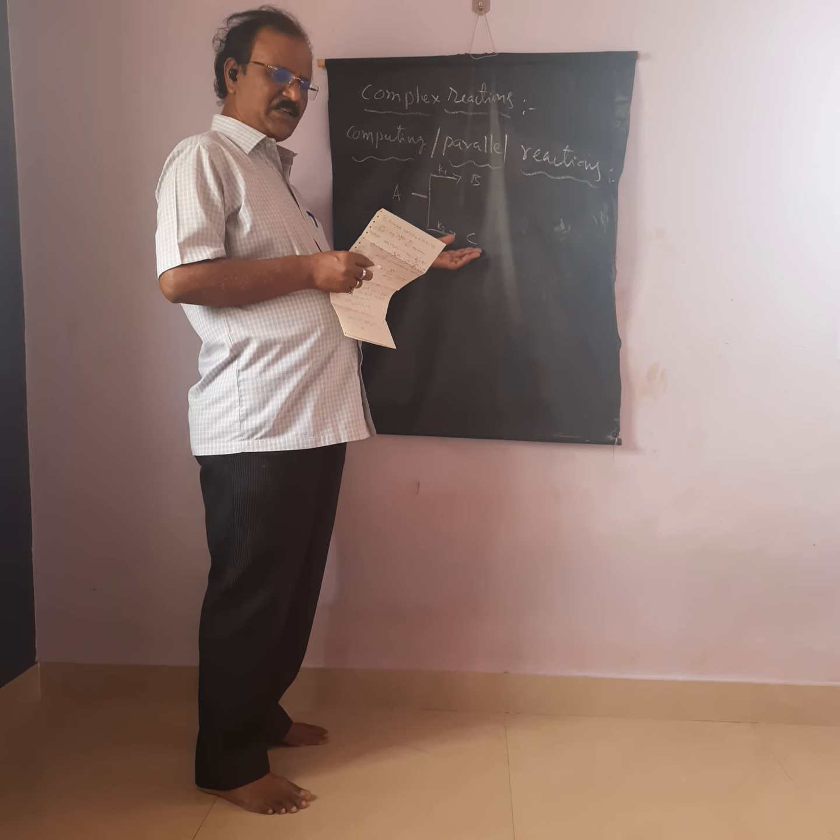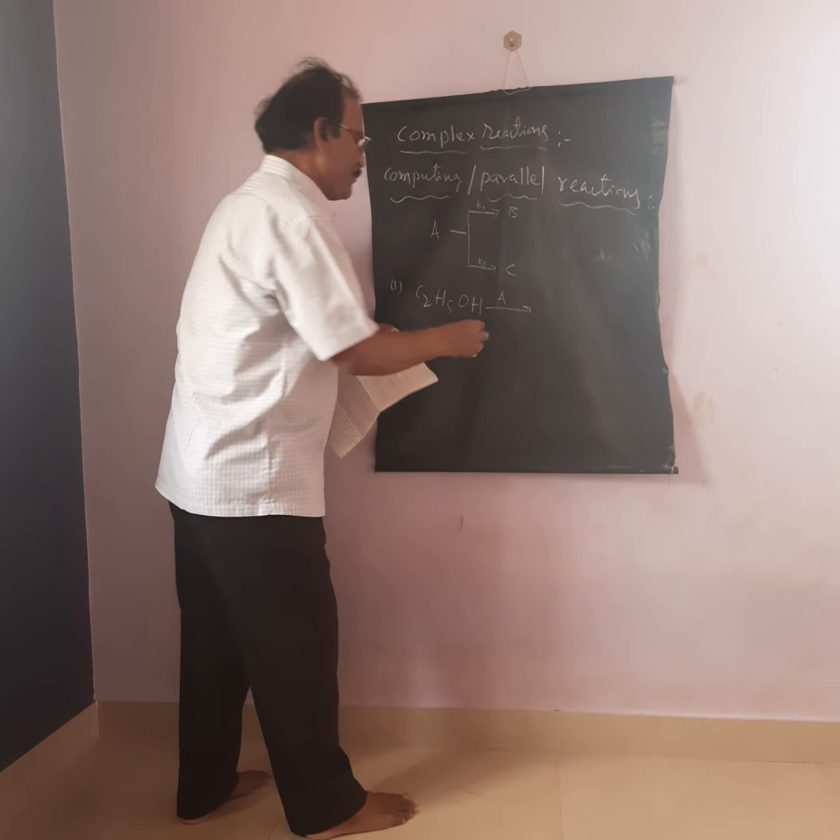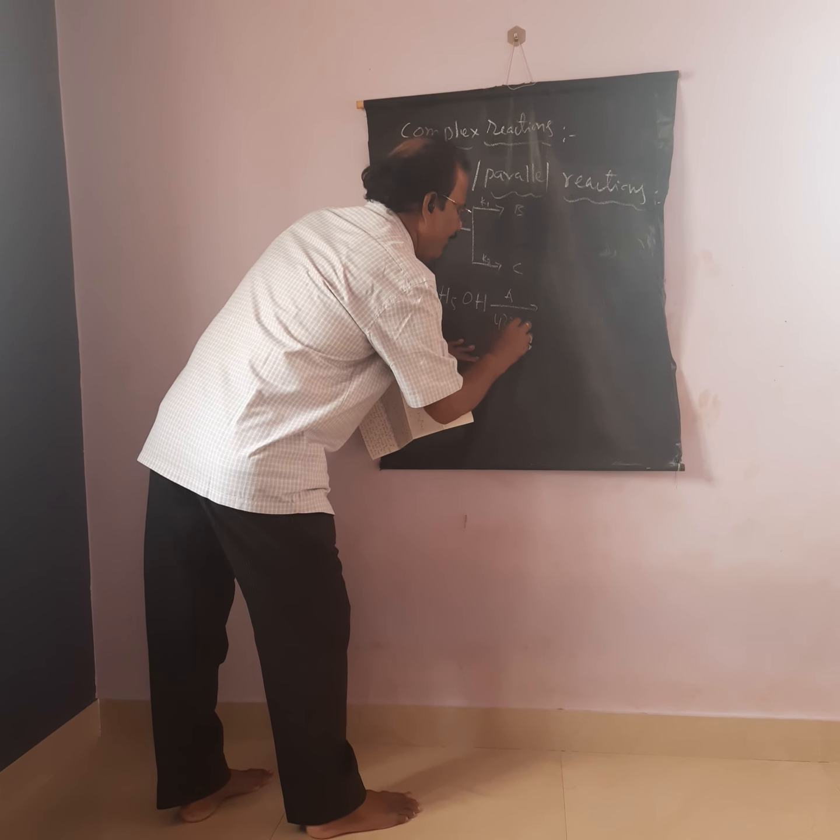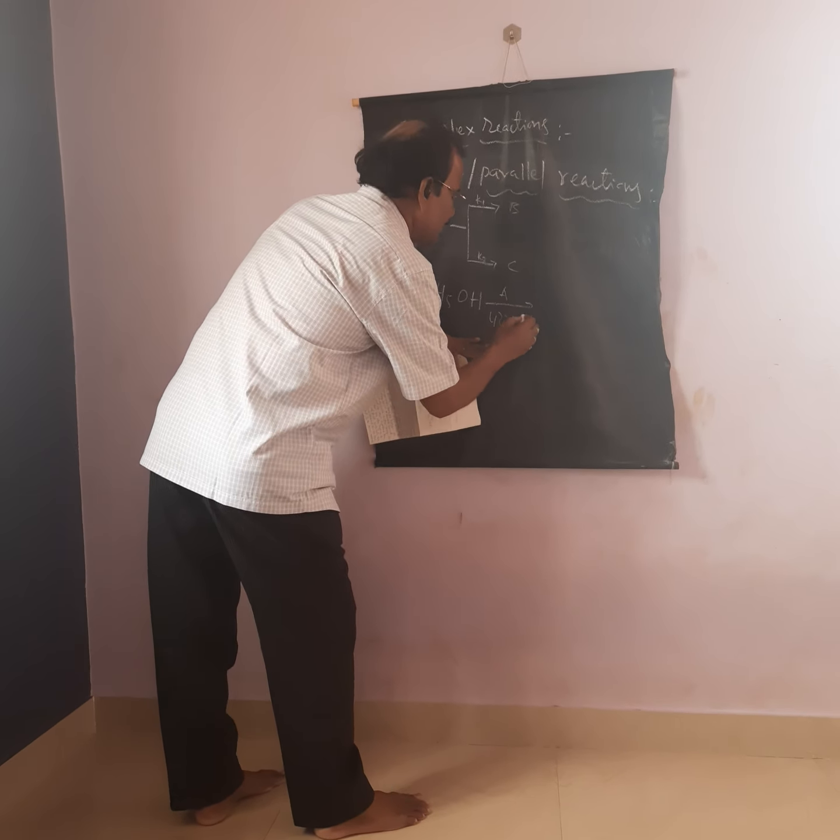Example 1: the reaction of ethyl alcohol at different conditions gives different products. For example, C2H5OH is ethyl alcohol. When it is heated to a temperature of 430 Kelvin in presence of concentrated sulfuric acid, you get ethylene, CH2=CH2 or C2H4, plus water.